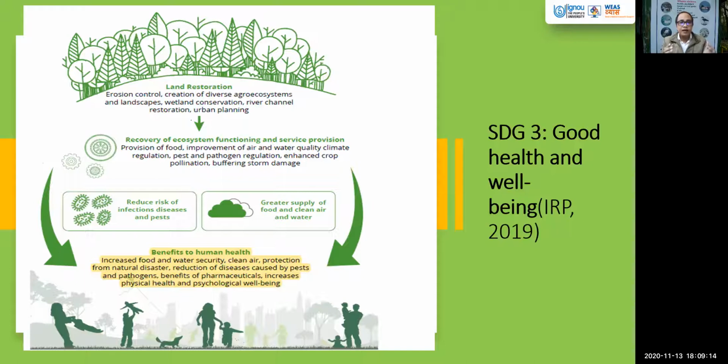If you have that good ecosystem functioning and service provision, there is less chance of infectious disease and pest. And if you have a greater supply of food and clean air and water, automatically it will benefit individual human health. That means an increase in food and water security, clean air, protection from natural disaster, reduction of disease caused by pest and pathogen, then benefits of pharmaceuticals, and then increased physical and psychological well-being. That's why when we see a beautiful landscape, we say, wow, what a beautiful landscape it is. This is the meaning of psychological well-being.